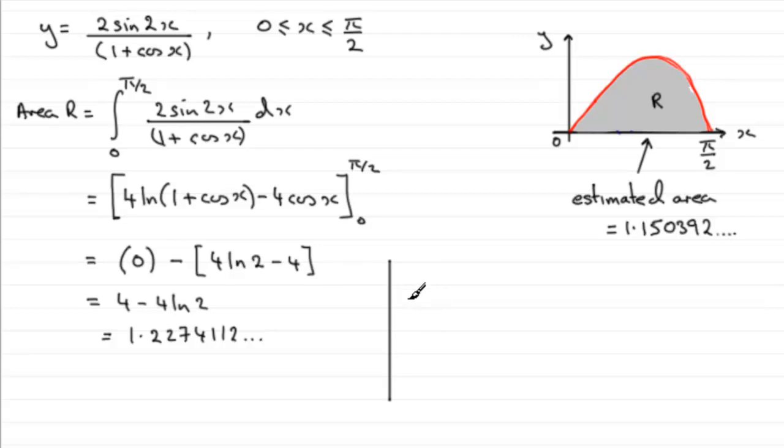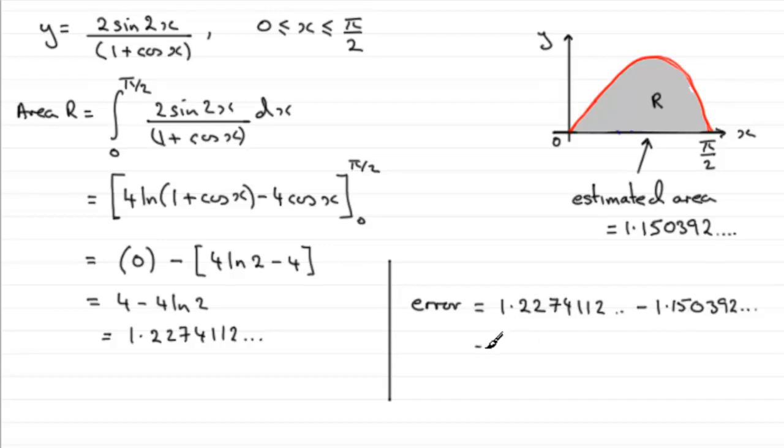So when it comes to working out what that error is in the area, let's just come down here. So the error will equal the larger area minus the smaller area. And the larger area has to be the real area, so that's 1.2274112 and so on, minus the estimated area, which was going to be smaller, as I pointed out in the first video on this one, because when we were doing it by trapeziums, the trapezium rule, it was inside the curve, so we expected a smaller area there.